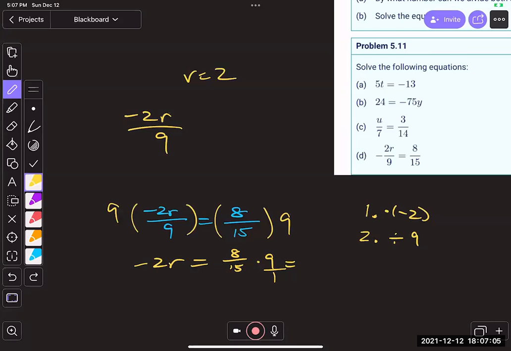8 over 5 and 3 over 1. So what's our answer then? 24 over 5, which cannot be simplified at all. You don't have to change it into a mixed number. Do not change into mixed numbers unless you have to, and even then, do it at the very end. Okay, now we have undone this step.